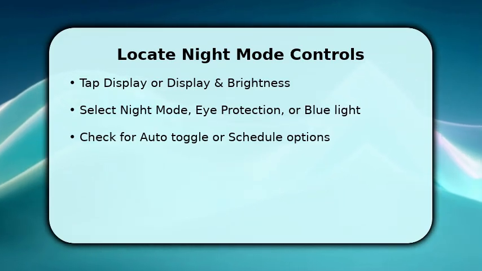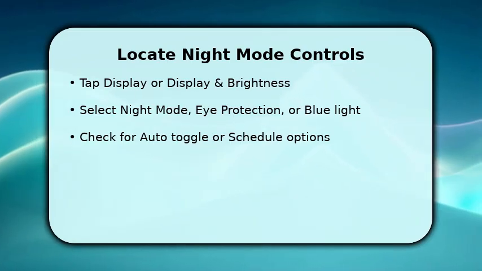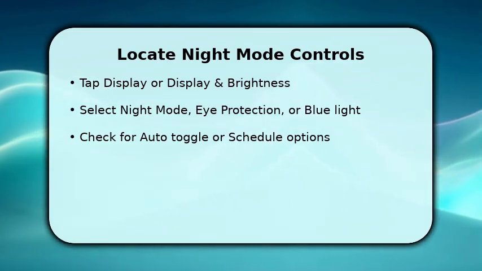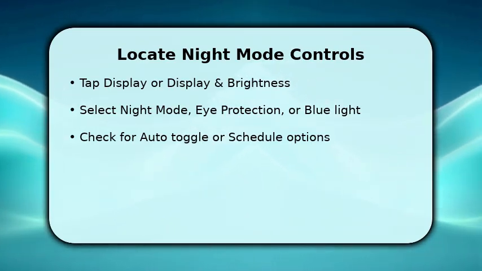If auto is linked to a schedule, open schedule to see start and end times. If it's linked to ambient light, check the ambient light permissions or sensor settings. Make the change here so you control when night mode activates.